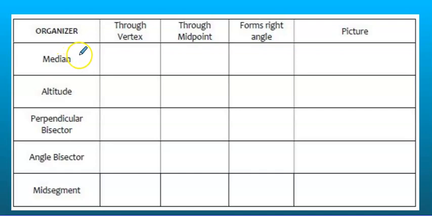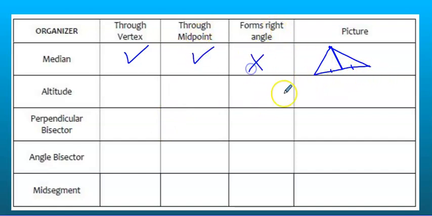So let's think about the median. Think about what the median was again. It goes from the vertex to the opposite side, and it hits it at the midpoint. Let's draw the picture first. That might be easier. So if we just sketch a triangle like this, and we go from this vertex over to the other side to about the midpoint, and then we make those tick marks on this side. That's what it looks like. Okay, so it goes through the vertex, yes. It goes through the midpoint, yes. It forms a right angle, no, it doesn't form a right angle. It could, but it doesn't always form a right angle.